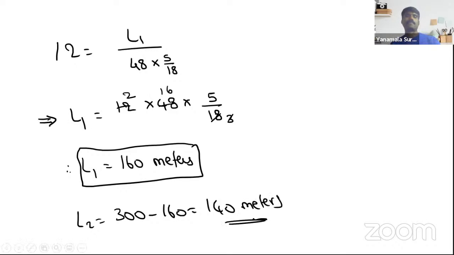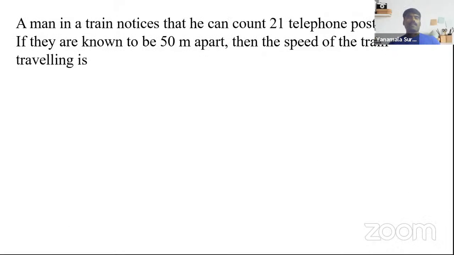This is how we need to solve this problem. Clear. So the correct answer is the second option, 160 meters and 140 meters. Next one. Yes, one more interesting problem.